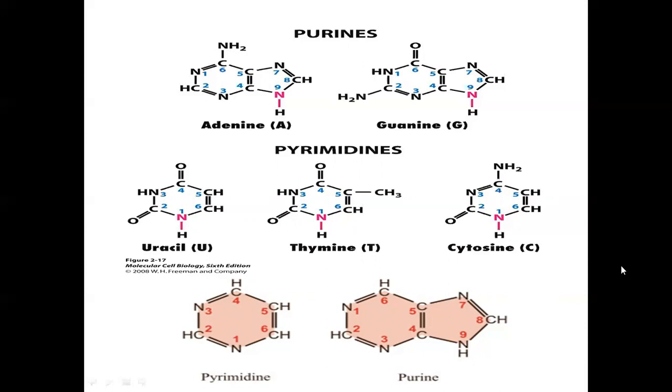Adenine, 6-amino purine. The basic structure of guanine is 2-amino 6-oxy purine. Coming to pyrimidines, in case of DNA, it is thymine, 2,4-oxy pyrimidine, and cytosine, 2-oxy 4-amino pyrimidine. In case of RNA, instead of thymine, uracil is there.